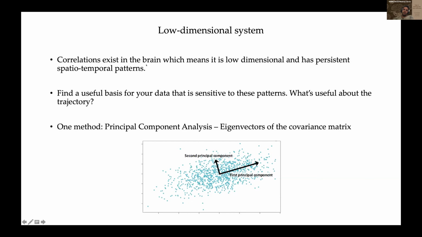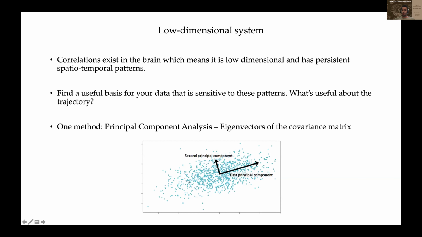So a key question that might arise from this, and in fact, it's been a key question of neuroscience and neuroimaging for quite some time, is there some sort of useful basis that's sensitive to these patterns, be they resting state networks, parcellation schemes, and indeed principal components, which is a nice method from applied mathematics.